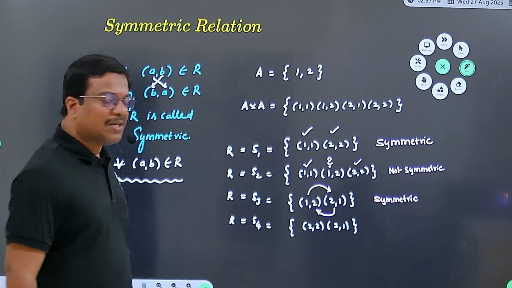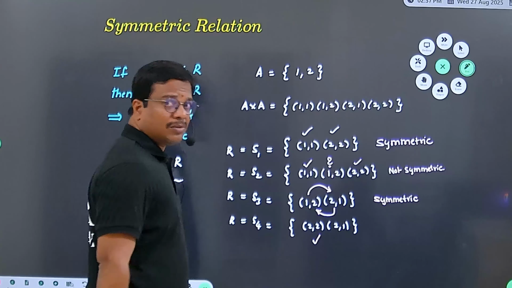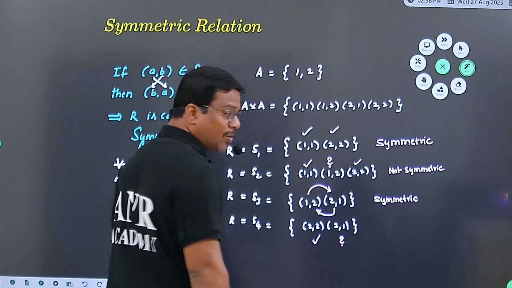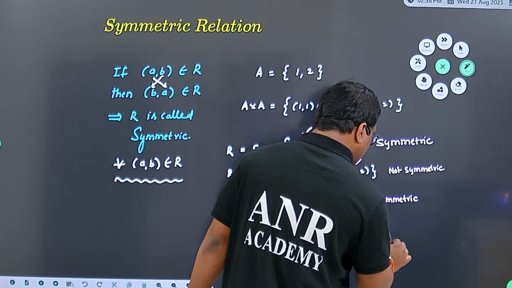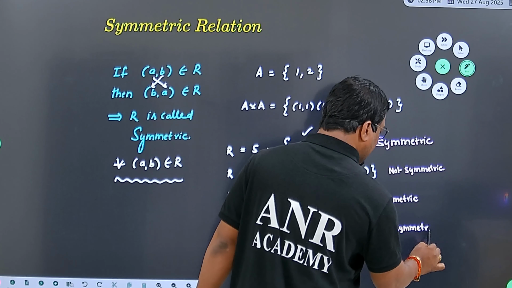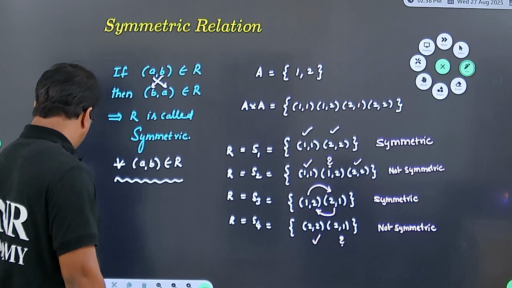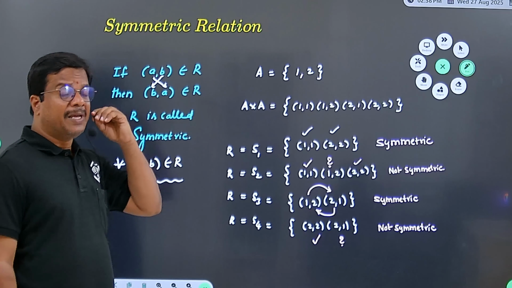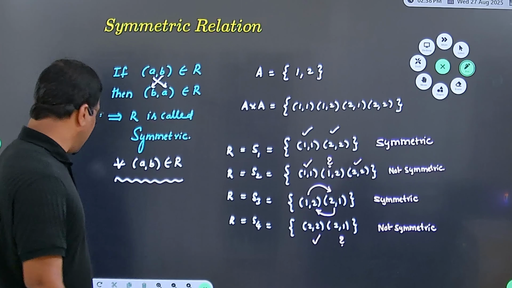Here, (2,2) is its own reverse, but there is no reverse for (2,1). There is no pair in the reverse order; there is no (1,2). So it is not symmetric. The pairs are non-symmetric inside, so it is a non-symmetric relation. Yes, the definition is very clear: for all ordered pairs belonging to that relation, their reverse order must also lie in the same relation.